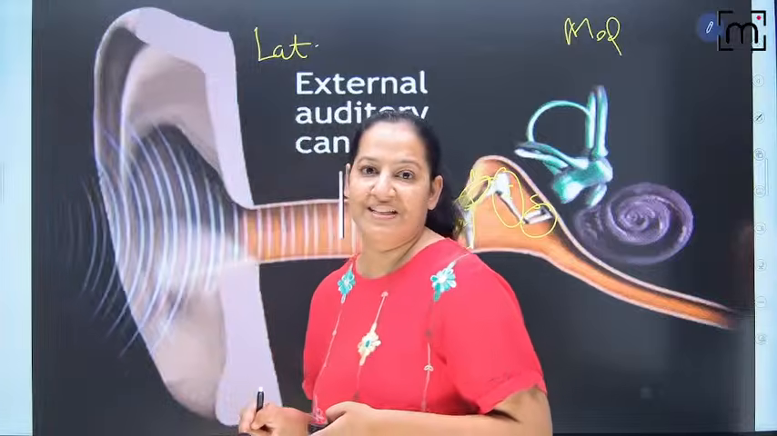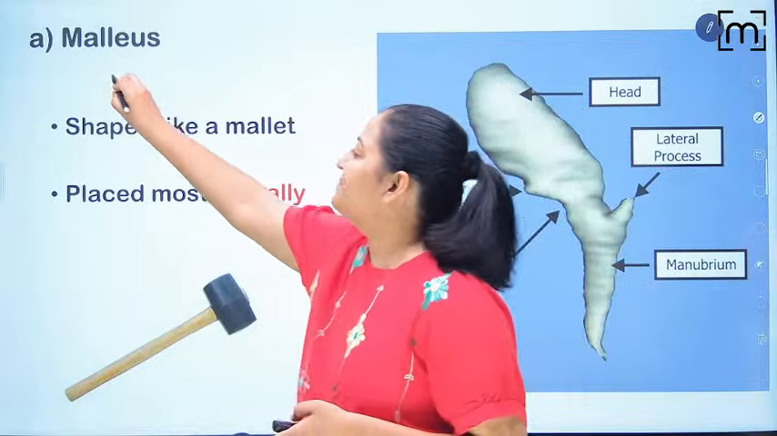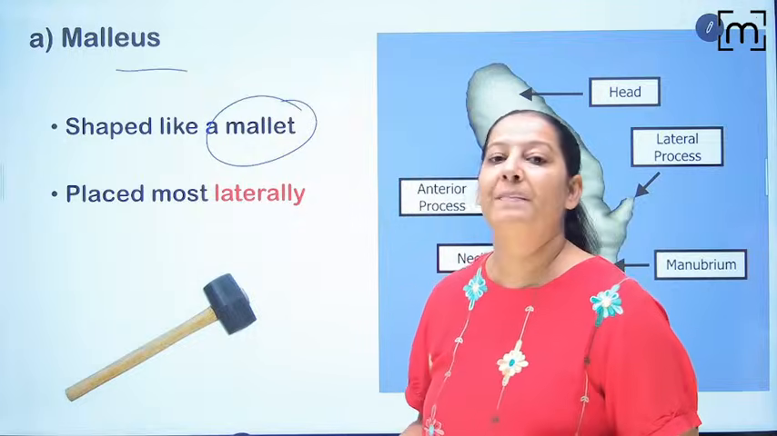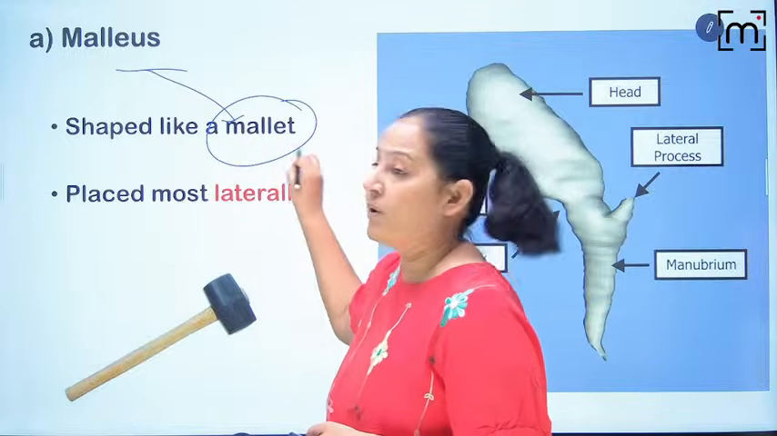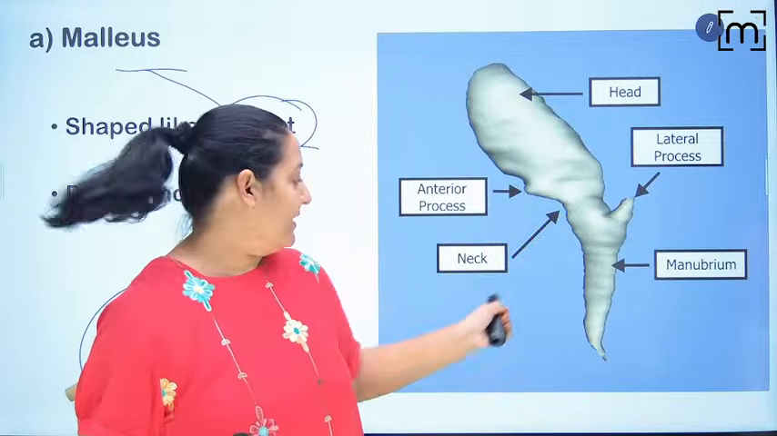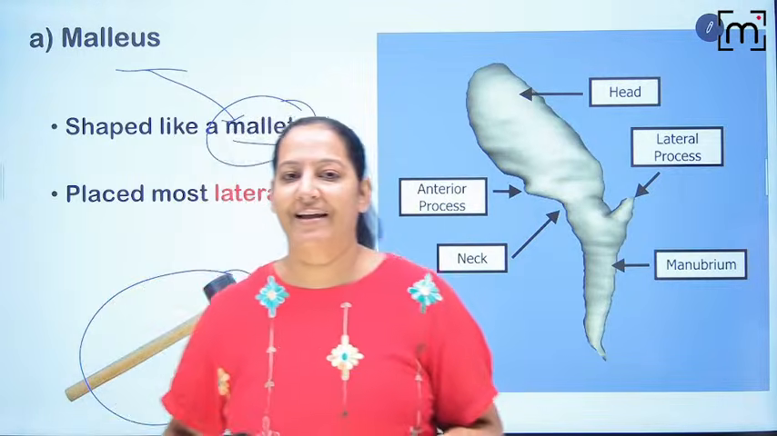Let's start with the first ossicle. What is the first ossicle? The first ossicle is Malleus. The shape of Malleus is like a mallet. Why is Malleus known as Malleus? Because it is like a mallet. What do you mean by mallet? A mallet is a hammer. Appreciate this shape. More or less, it is looking like a hammer.